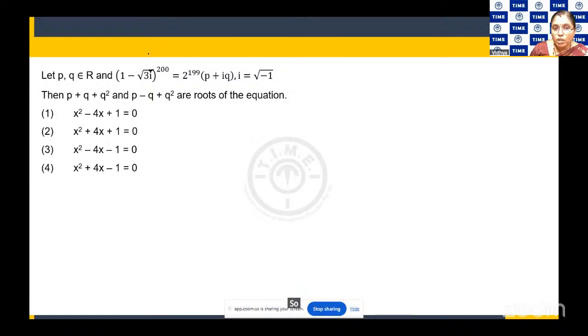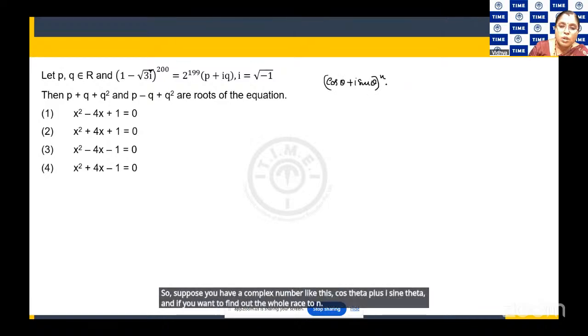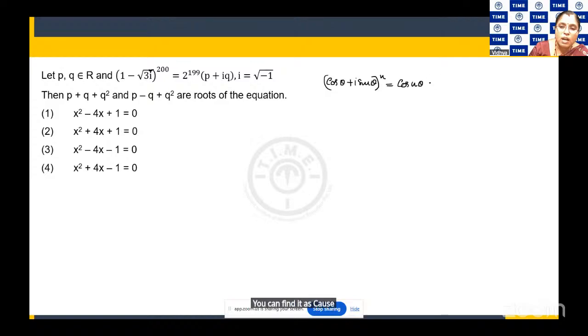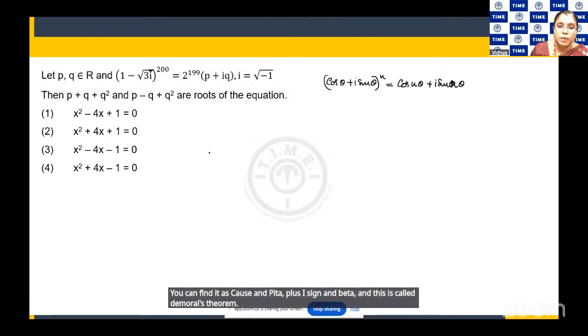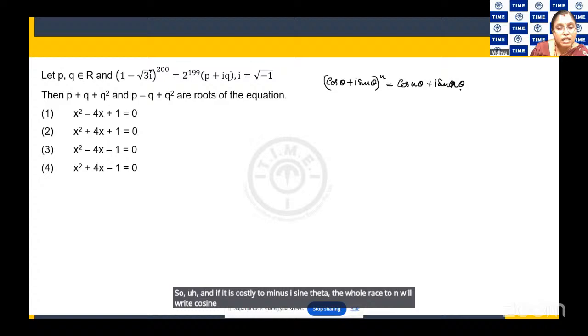So I'm just going to write this complex number in the modulus amplitude form. And I'll explain how to find the power of a complex number. The power of a complex number is obtained by De Moivre's theorem. Suppose you have a complex number cos theta plus i sin theta, and you want to find the whole raised to n. You can find it as cos n theta plus i sin n theta. This is called De Moivre's theorem, and we are going to use it here. And if it is cos theta minus i sin theta the whole raised to n, we'll write cos n theta minus i sin n theta.